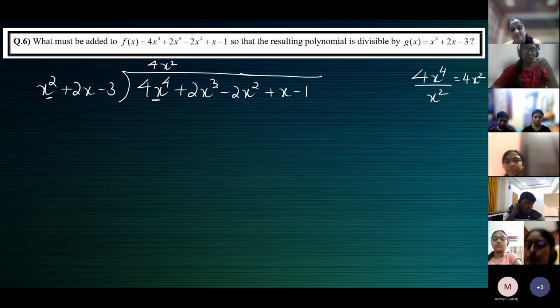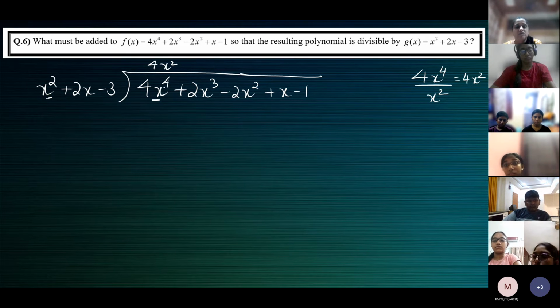If some term is missing, it's okay. Suppose the x cube term is not there, supposing you had only 4x to the power 4, and then this 2x cube was not there, and the next term was minus 2x square. That is fine. The powers must be in the descending order. So power 4, power 3, not the coefficients, children. Do not get confused with the coefficients and the powers of x. The power of x: x to the power 4, 3, 2, 1, and then the constant.